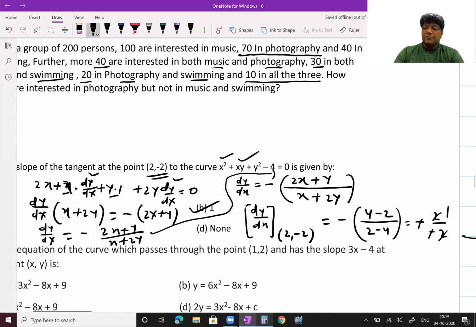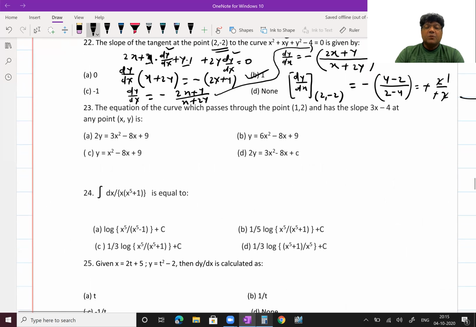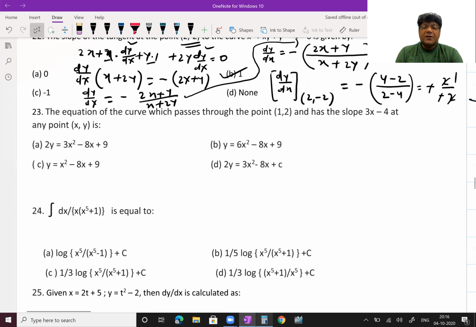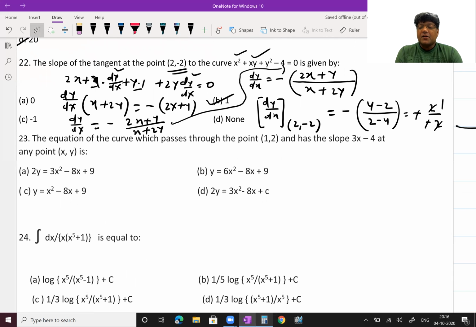Now, the equation of the curve which passes through the point (1, 2) and has the slope 3x minus 4 at any point x. So the equation of the curve which passes through the point (1, 2) and has the slope 3x minus 4. Slope means dy by dx. dy by dx is equal to 3x minus 4.